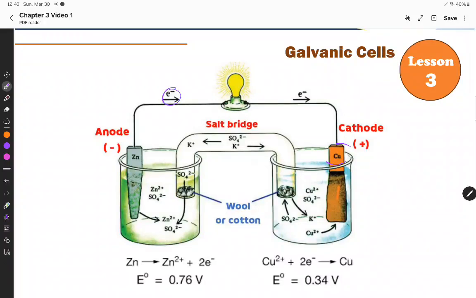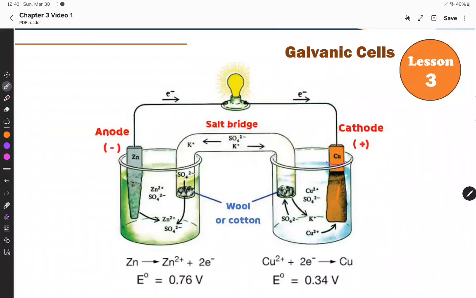If they give you the sign like this one, the electrons flow from left to right, it means this is the anode and this is the cathode. If they flip the sign, if they give you in the exam the sign of the electron, the arrow points like this, then this is going to be the anode and this is going to be the cathode. How do you know? From the sign of the electron.